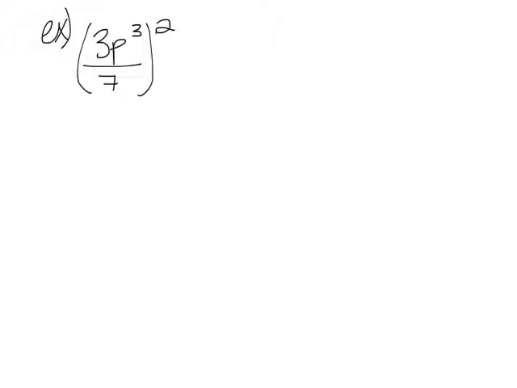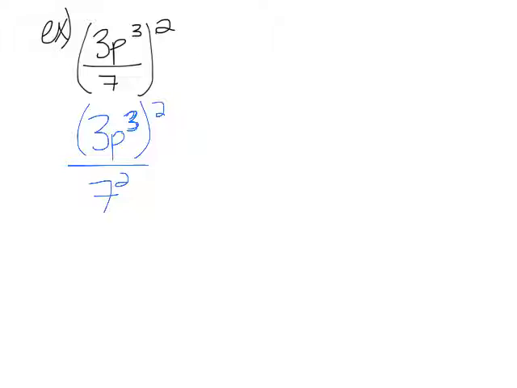So let's take a look at this example. We have 3p to the 3rd power over 7, and that's all taken up to the power of 2. So the first thing I'm going to do is I know that my exponent outside can go to both of my terms. So I'm going to have 3p to the 3rd squared over 7 squared.